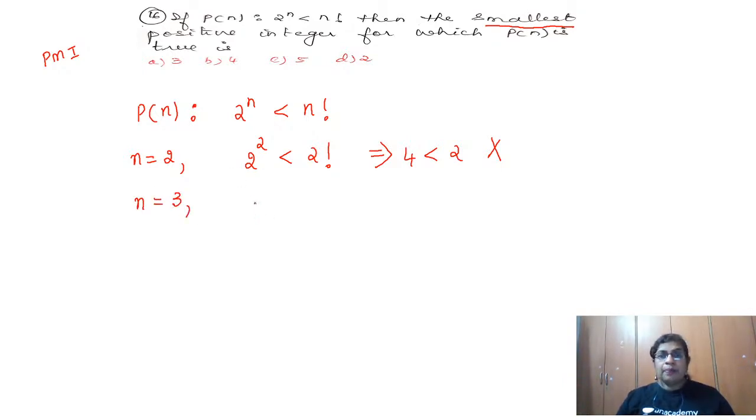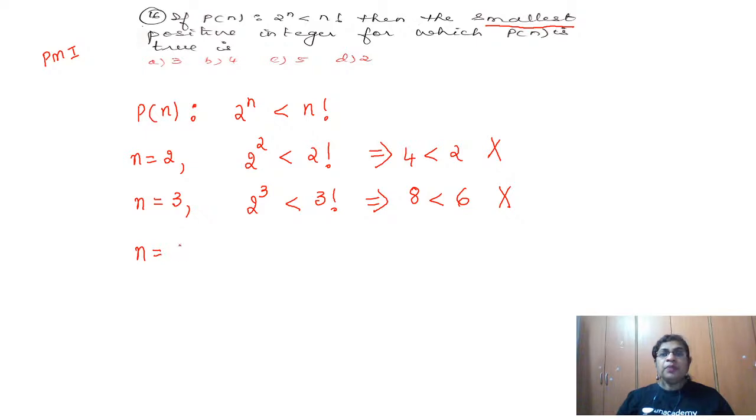So here what will happen? 2 to the power 3 is less than 3 factorial. 2 to the power 3 means 2 into 2 into 2, that is equal to 8, is less than 3 factorial, which is 3 into 2 into 1. So 3 2s are 6. Is 8 less than 6? No. This also is not going to work out. So we go to the next number.